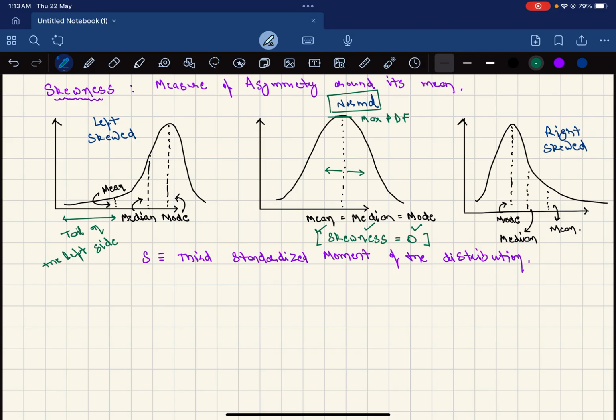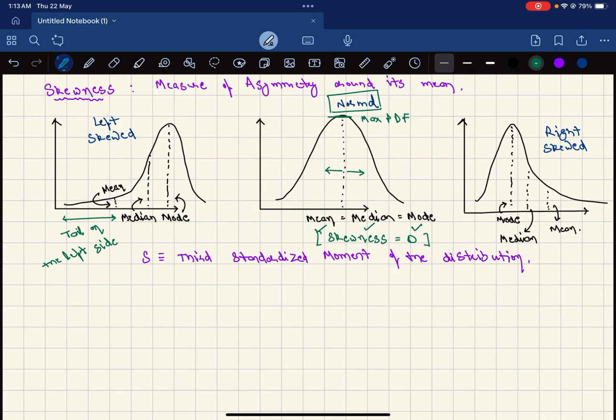Now just to remember whether a distribution is left or right skewed, the best way to look at it is whenever you see a tail on the left side, it's a left skewed distribution. So there's a longer tail on the left side for a left skewed distribution, and there is a longer tail on the right side for the right skewed distribution. So this is how we define the skewness of a distribution, which explains the measure of asymmetry in the distribution.